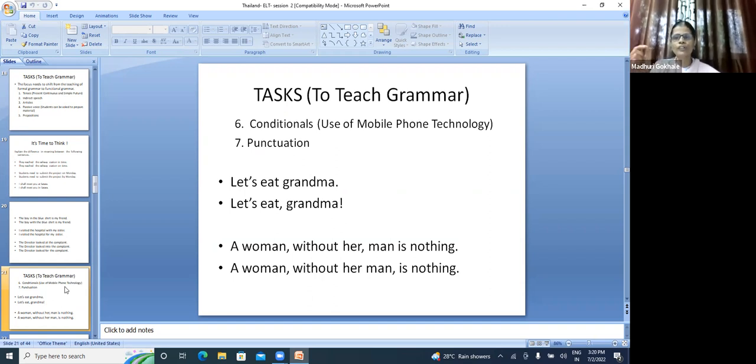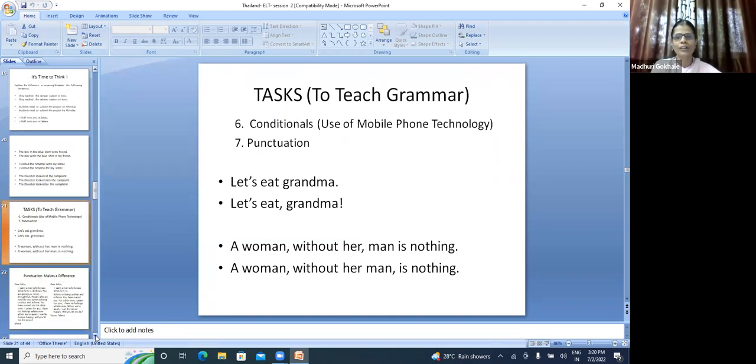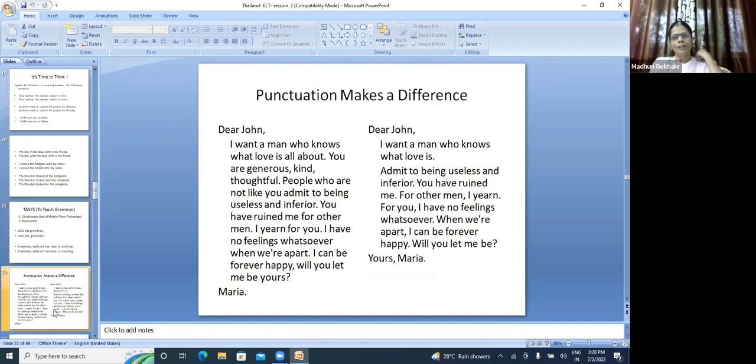So a shift in a comma, you know, those of you who will be working with writing skills, I think it's important that you teach them the norms of punctuation also. Right? Everyone understands this? I think all of you have laughed. You can also show them certain letters where, because the punctuation marks are different, the two letters have got two different meanings. You can take 1 minute and read it.